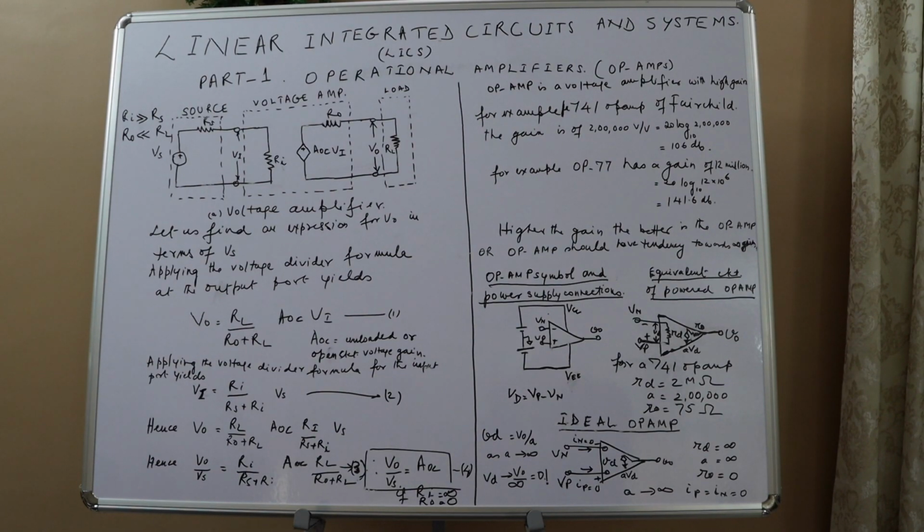Practically, a designer always tries to achieve the condition Ri much greater than Rs and R0 much less than RL in the above formula, that is, this one. Ri much greater than Rs and R0 much less than RL. This is done for all the input sources and output loads that the amplifier is likely to be connected to, the operational amplifier.